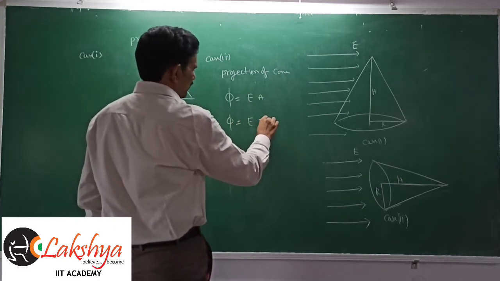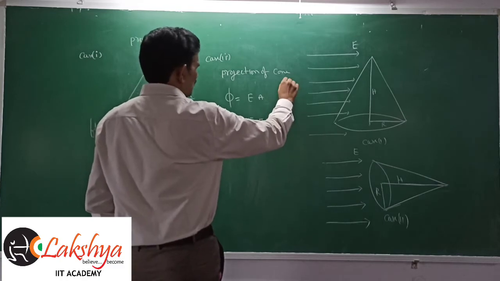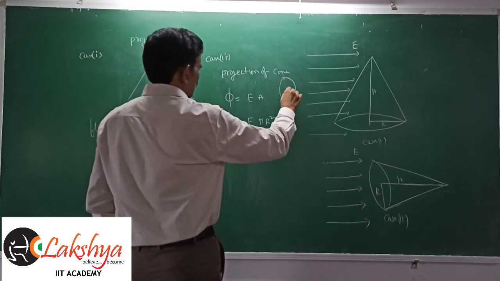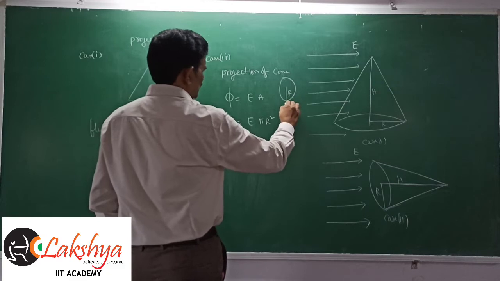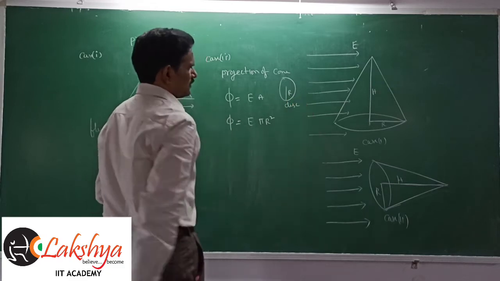Here you will get the projection of the cone like this. That means you will get a circular disc of radius r. Then the flux is E into pi r square.